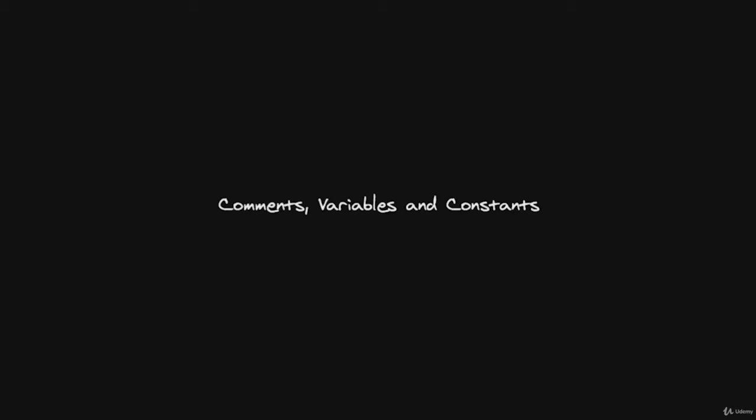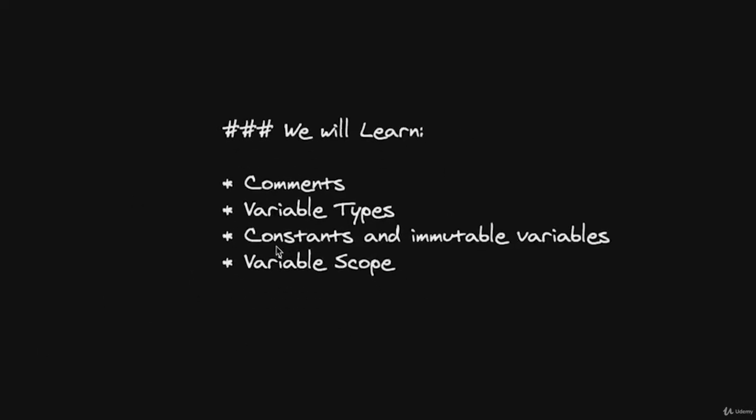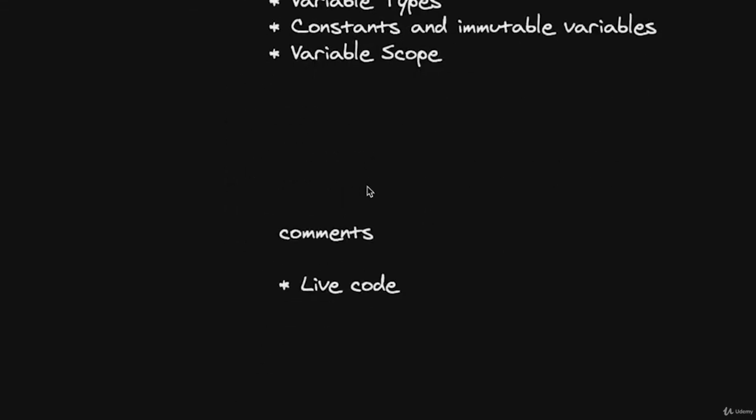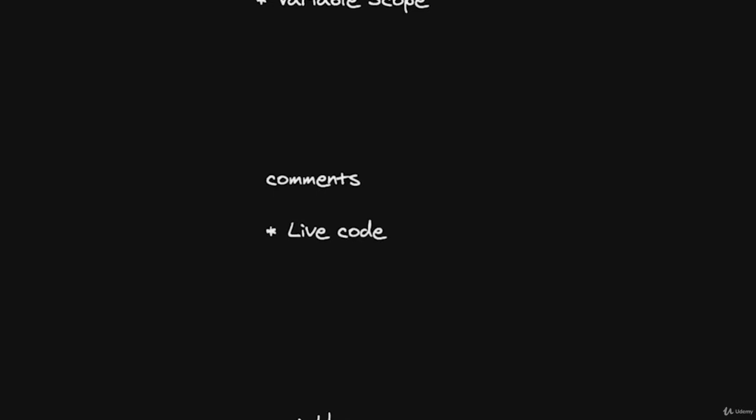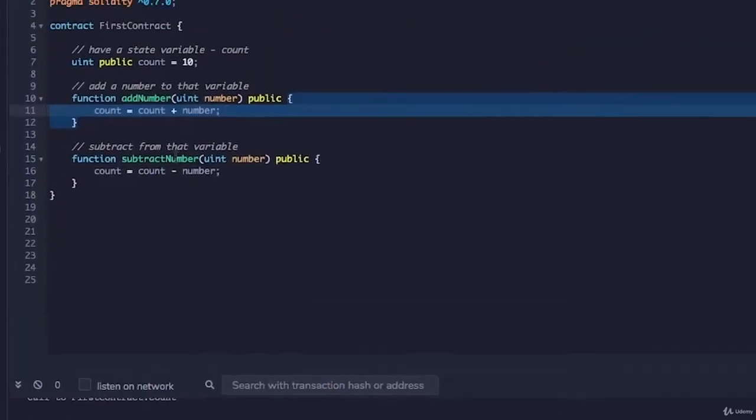And in this chapter, we are going to talk about comments, variables, and constants. So what we will learn again, obviously: comments, variable types, constants and immutable variables, and variable scope. Cool, so let's just get started with comments here. Live code, let's go back to Remix.